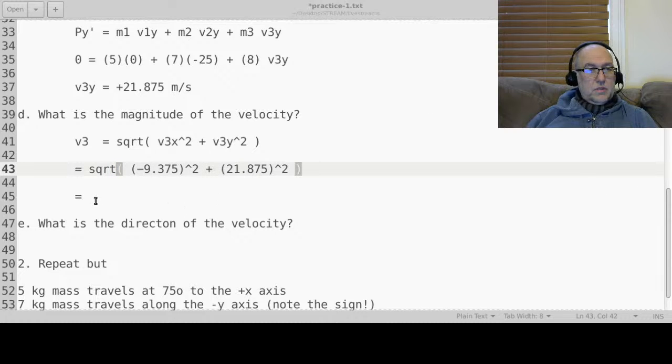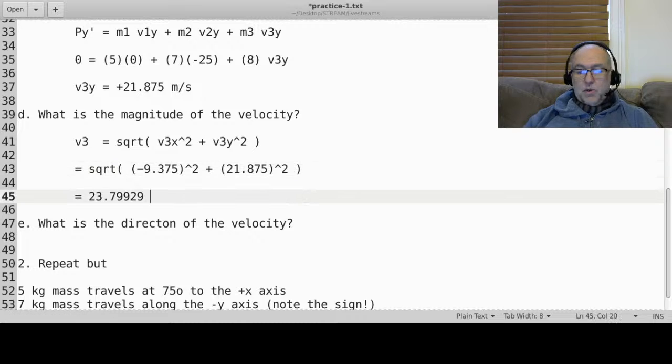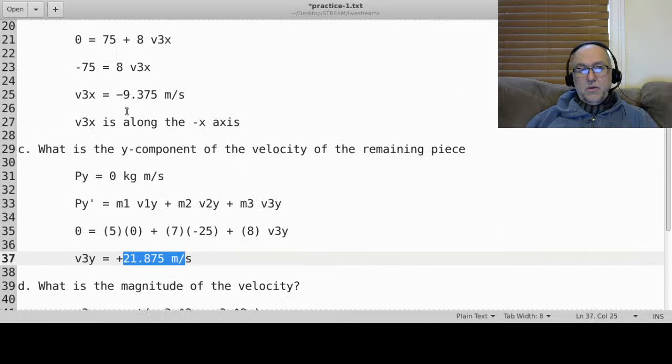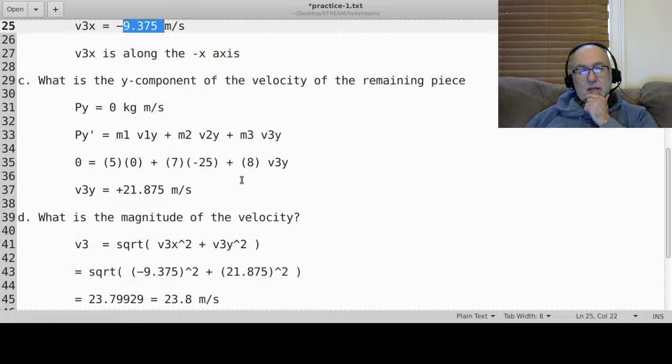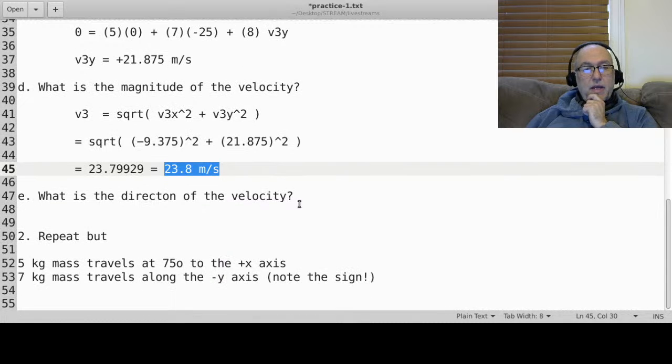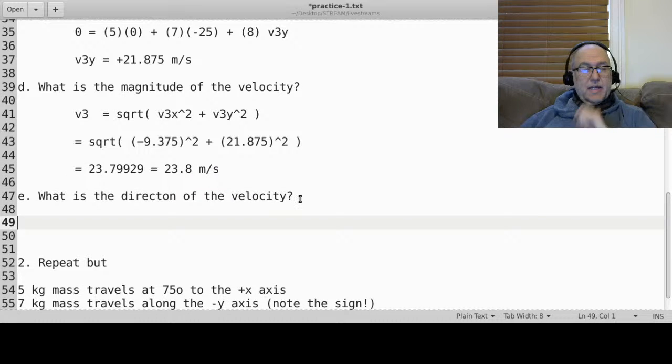That works out to this number right here, which I would round off on the test to 23.8 meters per second. Okay, so you could see that this number is always going to be bigger than either of the components. Okay, it's always going to be bigger than either of the components. Okay, so it turns out to be 23.8. Okay, now what's the direction of that velocity?